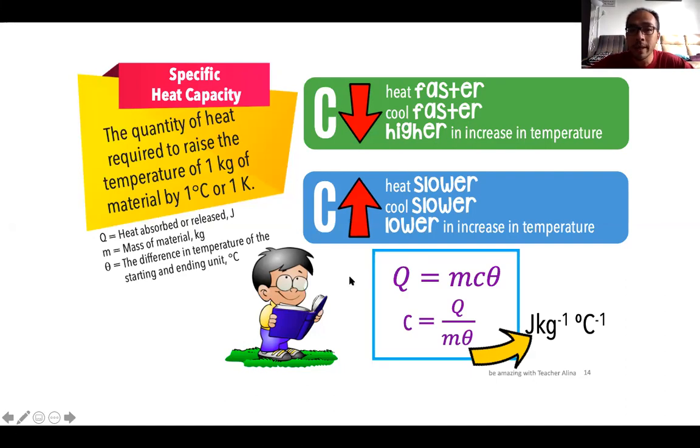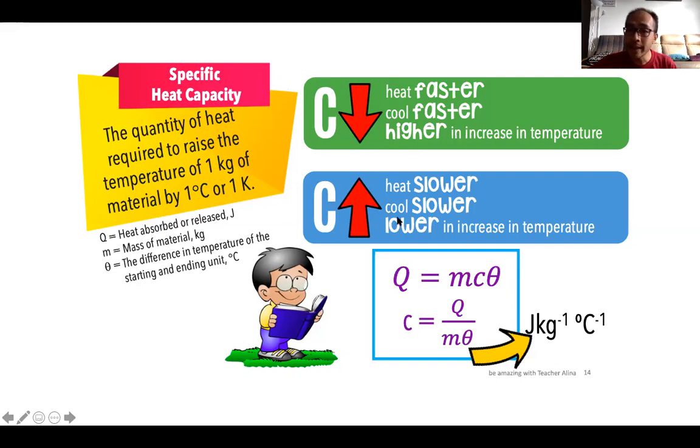As opposed to something with a very high C. High specific heat capacity means it's able to take in more heat and not really naik temperature so much. So it takes a very long time to heat it up. It takes a long time for it to cool down as well. And the increase or the decrease in temperature is also much smaller.